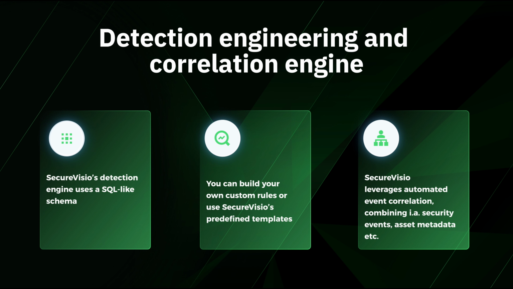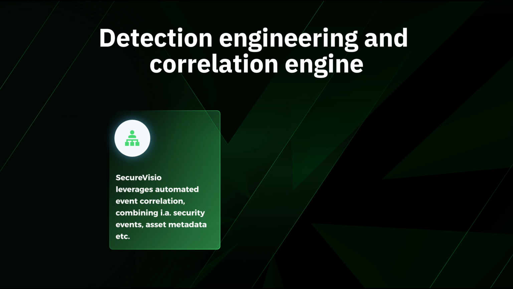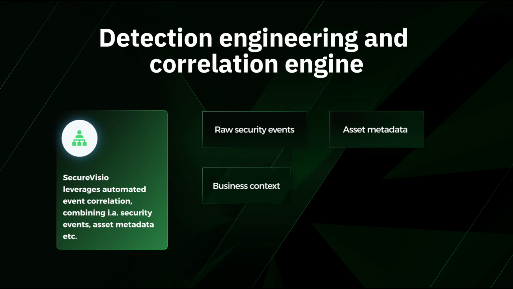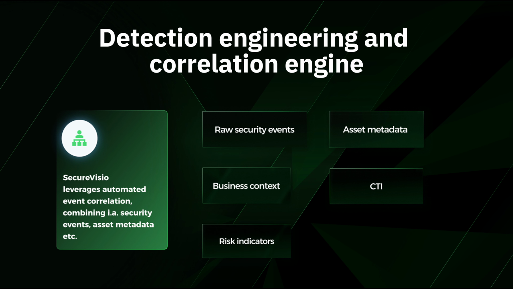SecureVisio leverages automated event correlation, combining raw security events, asset metadata from the CMDB, business context, threat intelligence feeds, CTI, and risk indicators. This multi-layered correlation dramatically improves detection fidelity and helps you distinguish between noise and real threats. Adding new data sources is fast and flexible. Log data is parsed, normalized, and automatically enriched for immediate use in detection, correlation, and threat modeling.